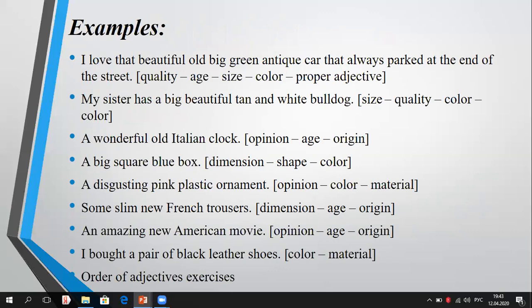You see here, in this sentence we have the following words. Beautiful, it shows the quality. Old, age. Big, its size. Green, color. Antique, its proper adjective, then car. You see, this is the structure or the place of adjectives in the sentence.